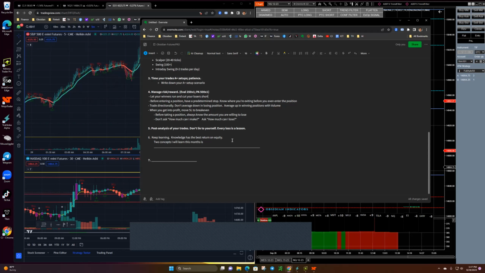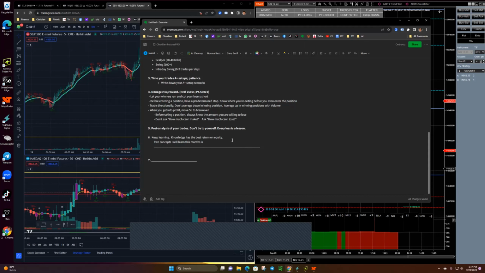In any case, moving on, trade directionally. Typically, you don't want to average down in a losing position unless you really, really know what you're doing. If you see one of the veteran traders do that, you might want to do that. You shouldn't necessarily blindly copy them, but you might want to do that because they know a thing or two about a thing or two.